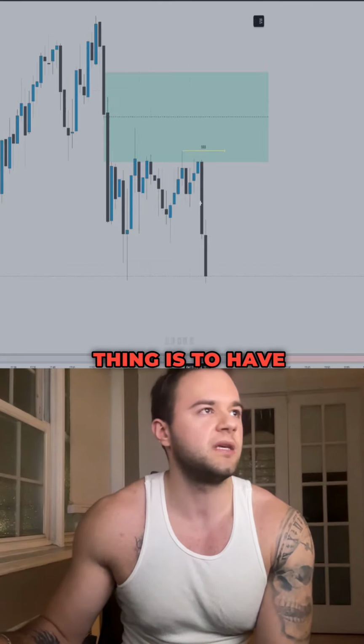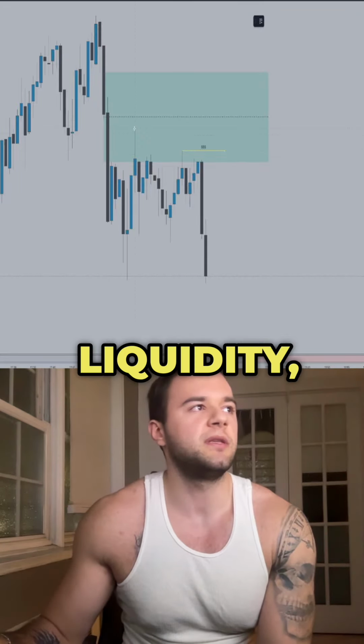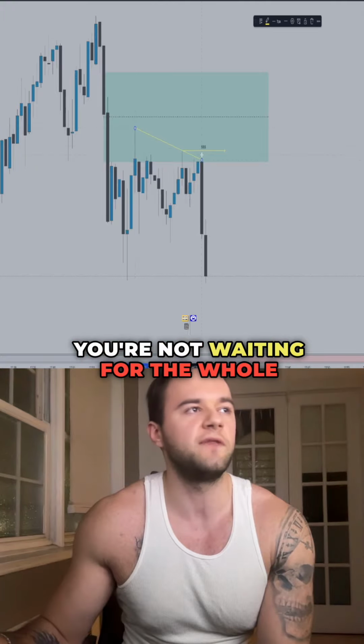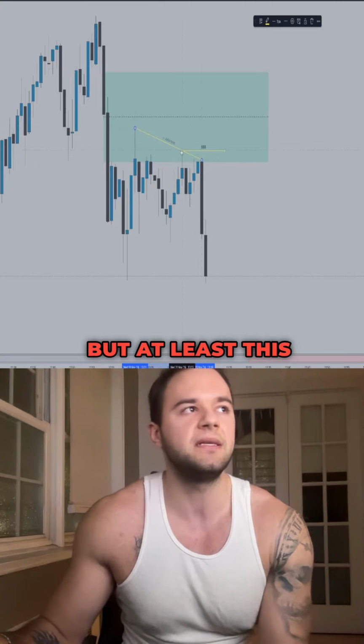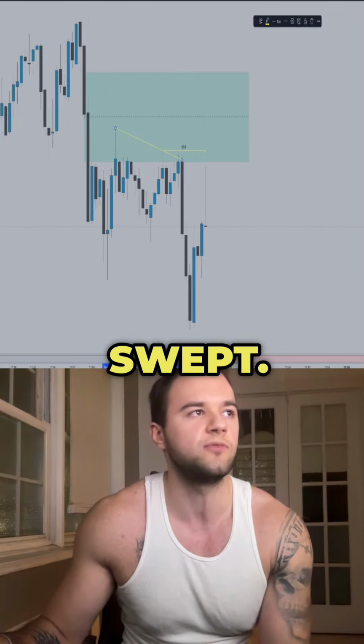Also, a very important thing is to have liquidity laying in between. You see this liquidity, this one wasn't taken, this one wasn't taken, so this whole thing is liquidity. You're not waiting for the whole thing to get swept, but at least this high, this liquidity, to get swept. All you gotta do is wait for this to get swept.